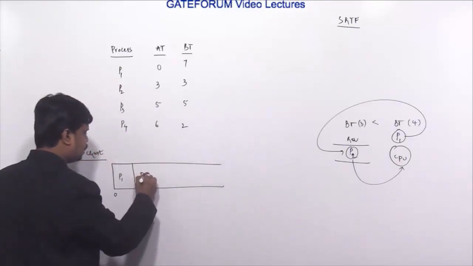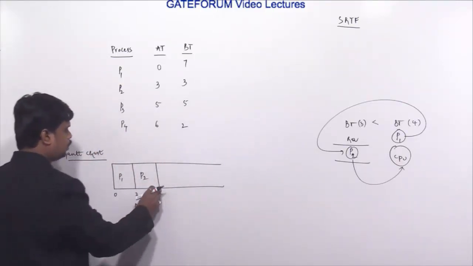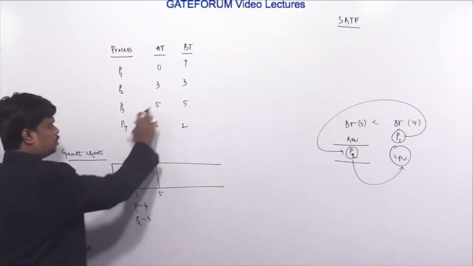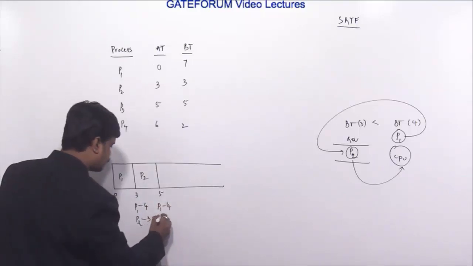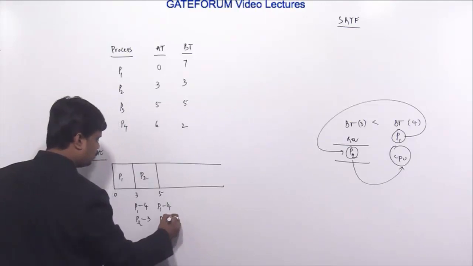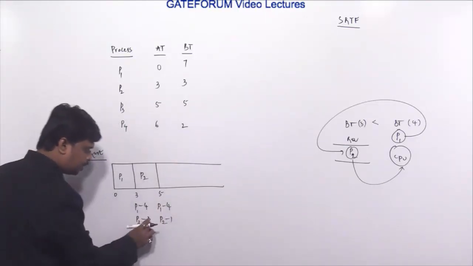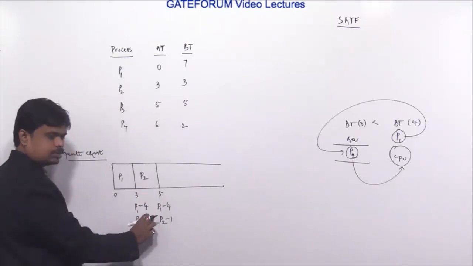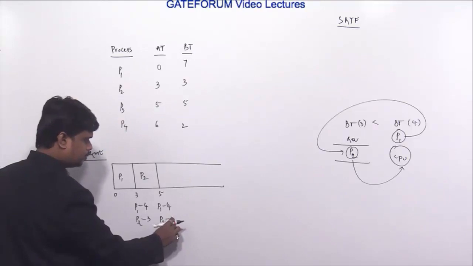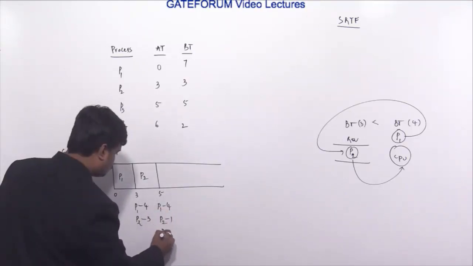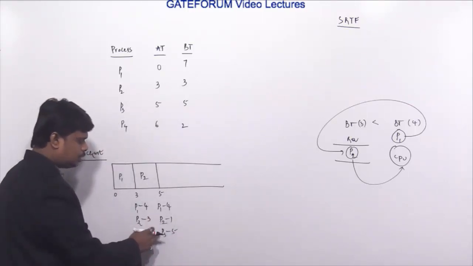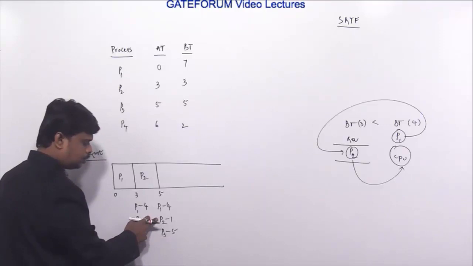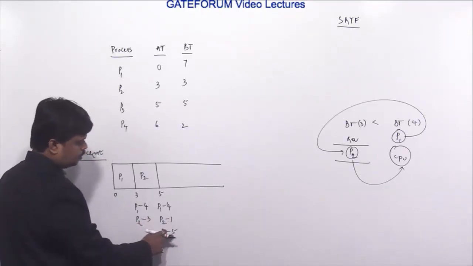So P2 is handed over to the CPU and allowed to execute till 5, the next arrival. By this next arrival, P1 is in the ready queue with 4 burst time. P2 is currently running with 1 burst time, because from 3 to 5, 2 units of execution are over out of 3 units, so 1 remains. Then at 5, P3 arrives with burst time 5. The currently running process P2 has burst time 1 and the newly arrived process burst time is 5.